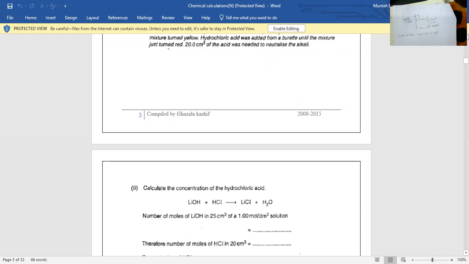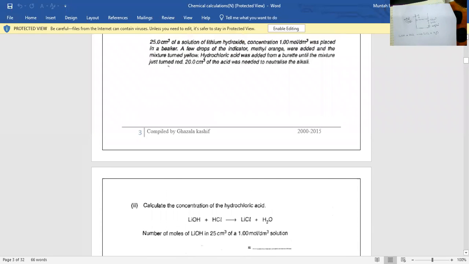Okay, so a few drops of indicator have been added, and the mixture turned yellow because methyl orange is yellow in color in the alkaline solution. So because this is an alkaline solution, when we add methyl orange, it turns yellow. Then we add hydrochloric acid through a burette. Okay, and why are we using a burette? Why are we using a burette? Can anybody tell me?